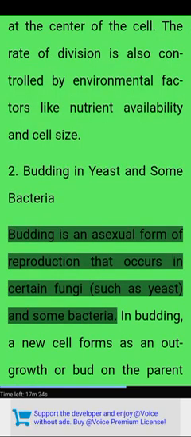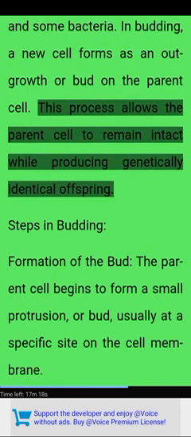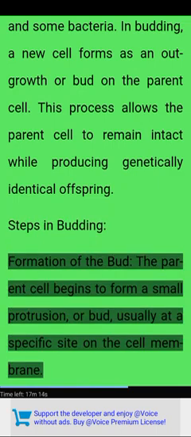Budding is an asexual form of reproduction that occurs in certain fungi, such as yeast and some bacteria. In budding, a new cell forms as an outgrowth or bud on the parent cell. This process allows the parent cell to remain intact while producing genetically identical offspring. Steps in budding. Formation of the bud.